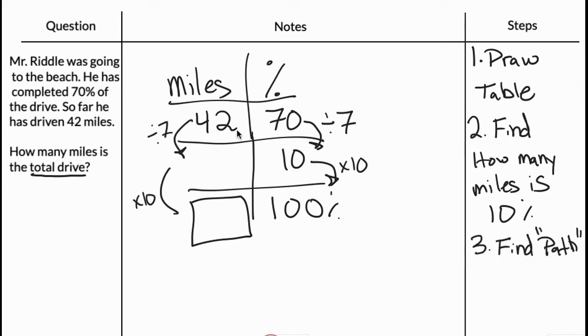So to find our answer here, we just got to follow the path. 42 divided by 7, which is 6. And then 6 times 10, which is 60. So in this case here, the total number of miles for the trip is 60 miles.